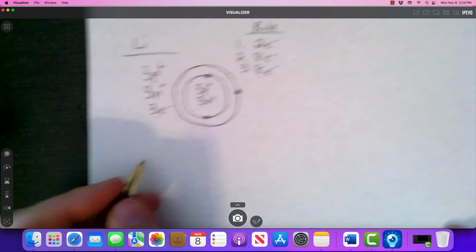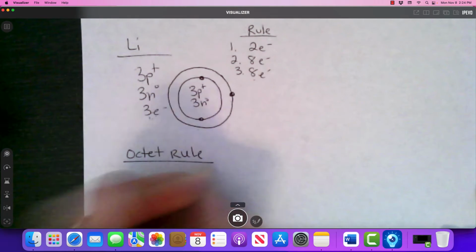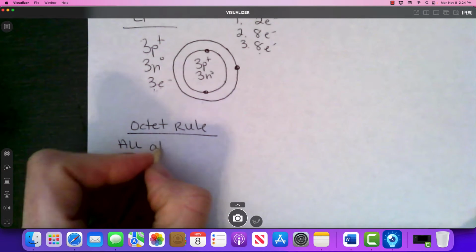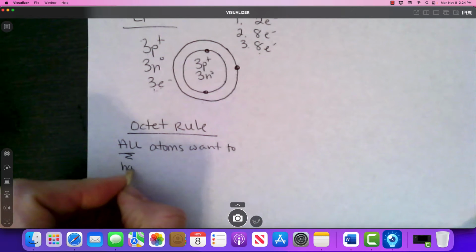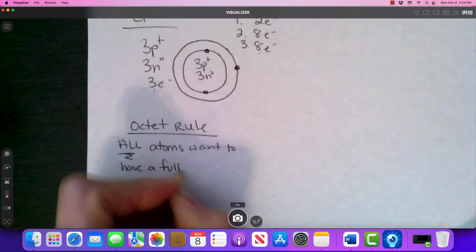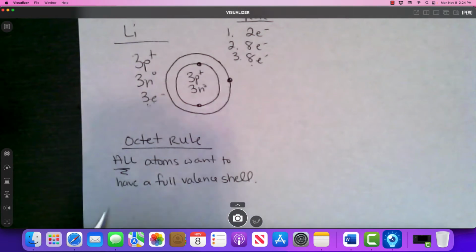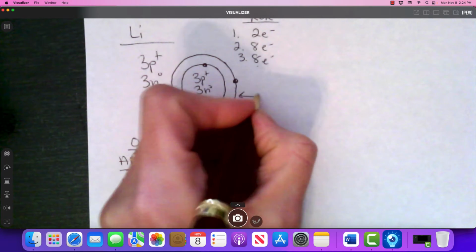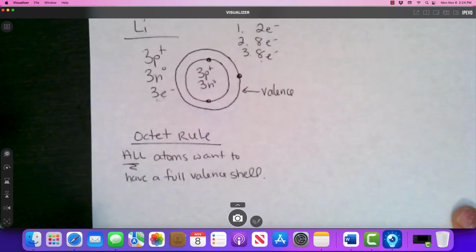Well, according to something called the octet rule, all, and I mean all, atoms want to have a full valence shell. The valence shell, also known as valence electrons, is the last shell. So this is the valence. Okay, so whatever is the last one. Okay, well that kind of goes back up here.